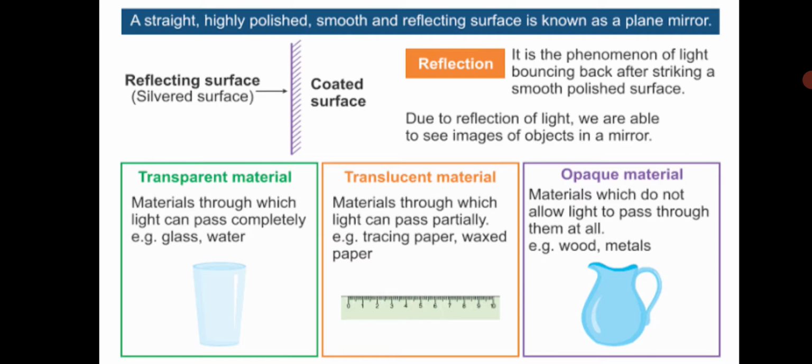A straight, highly polished, smooth, and reflective surface is known as a plane mirror. A reflecting surface is plane. Reflection will occur. Due to reflection of light, we are able to see images of objects in a mirror.